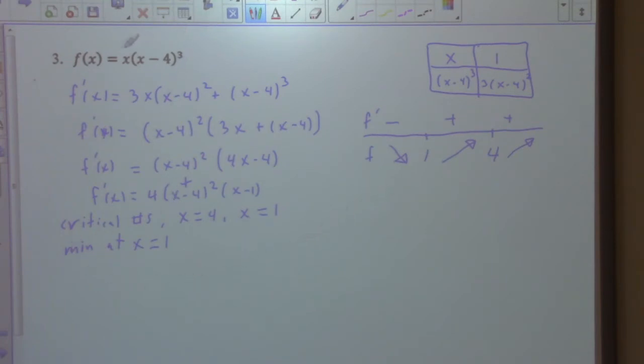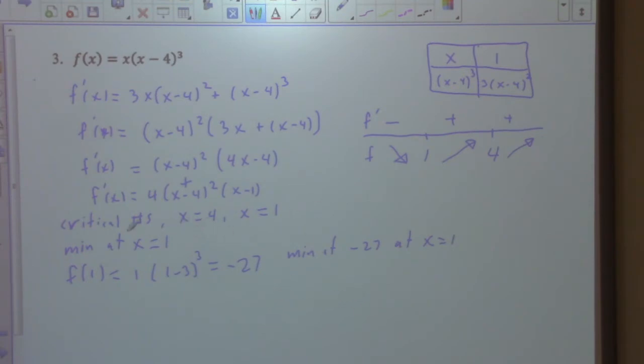And then what is the value of that? Well, we just plug in: f of 1 is equal to 1 times 1 minus 3 cubed. So that's going to be negative 3 cubed. That's going to be negative 27. Is that right? So minimum of negative 27 at x equals 1.